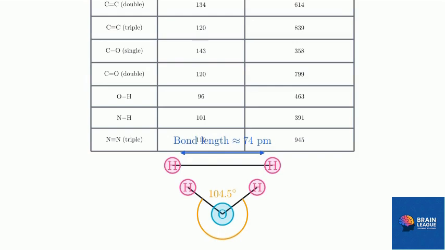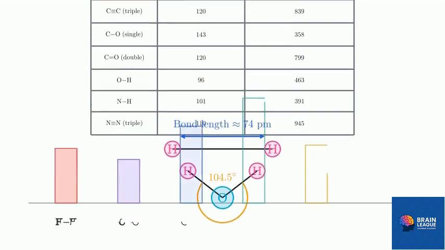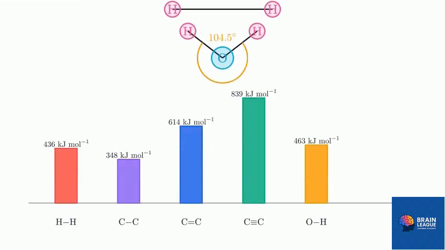Now, bond energy, also called bond dissociation energy, is the energy required to break a bond in the gas phase. Higher bond order usually means a stronger, higher energy bond. Here is a quick comparison of 5 common bonds.